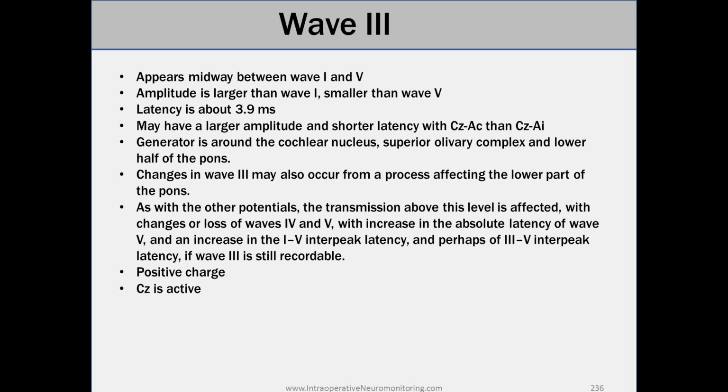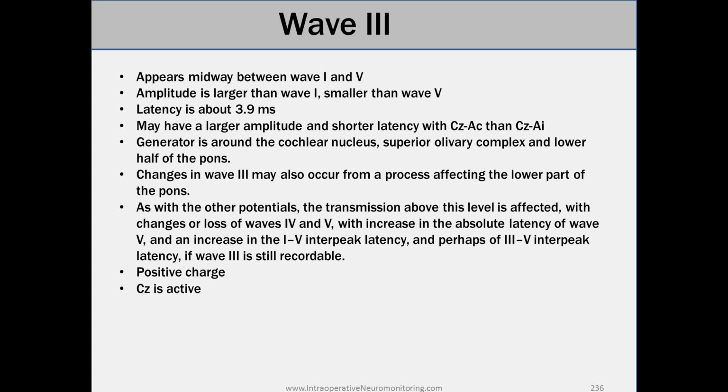Wave 3 appears midway between wave 1 and 5. Amplitude is larger than wave 1, smaller than wave 5. Latency is about 3.9 milliseconds. So if you haven't caught on yet, the difference in latency from one wave to the next is equal to 1 millisecond. So if you're checking the interpeak latency of 1 to 3, that would be a 2 millisecond difference.